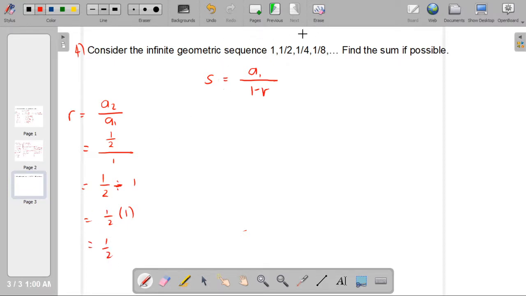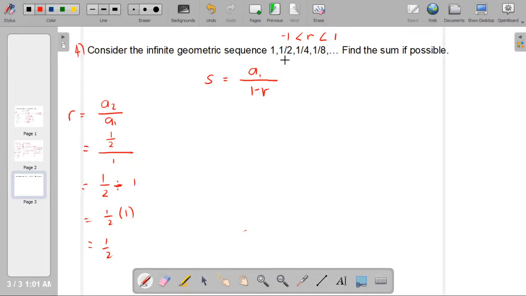Nakapasar ba siya sa katong condition nga your r should be greater than negative 1 but less than positive 1? Yes, pasar kayo, di ba? Mas gamay siya sa positive 1. Pero, mas dako pa siya sa negative 1. Sulod siya. Therefore, it is possible to find the sum of this infinite geometric sequence.